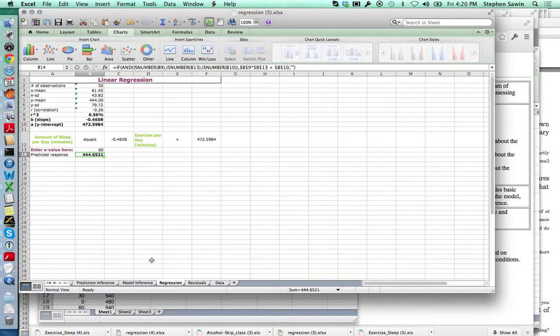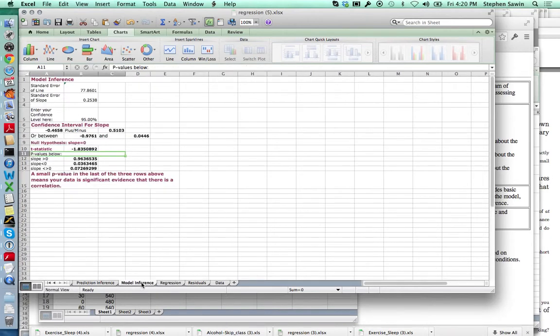But the new stuff happens in the Model Inference tab. Here's the confidence level. This is not a very pretty template. If we change the value, it changes the interval down here, point estimate plus or minus standard error. So remember those numbers. We'll bring them back over. And then our null hypothesis is always that the slope is equal to 0. We pick our three alternate hypotheses. Remember, we were testing the claim that there was a relationship with no presumed direction. So our p-value is 0.0727.